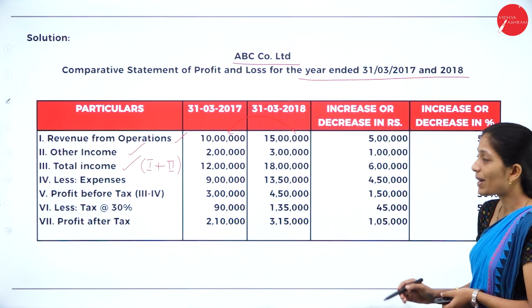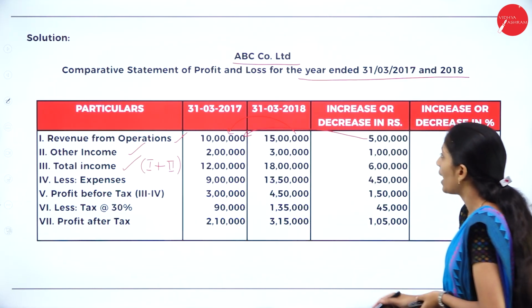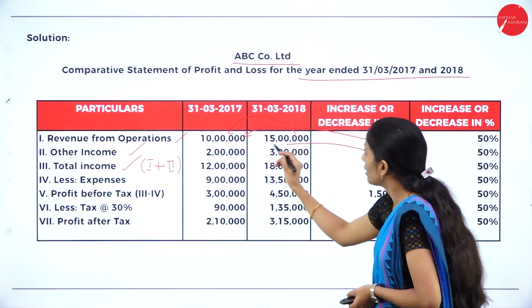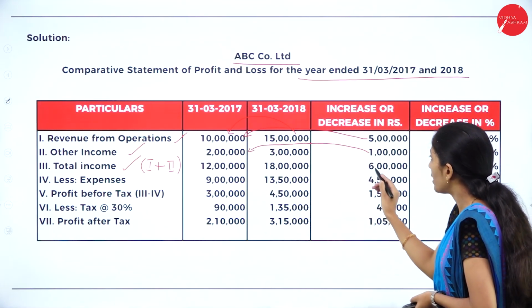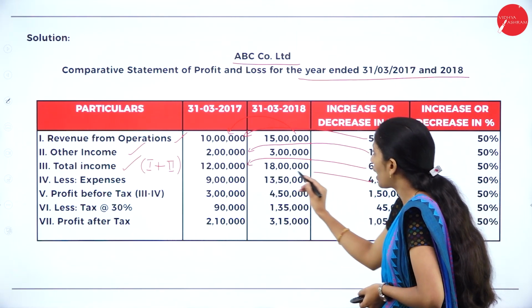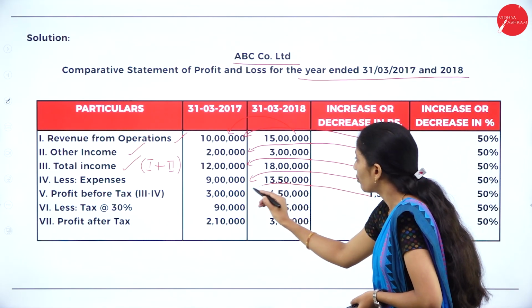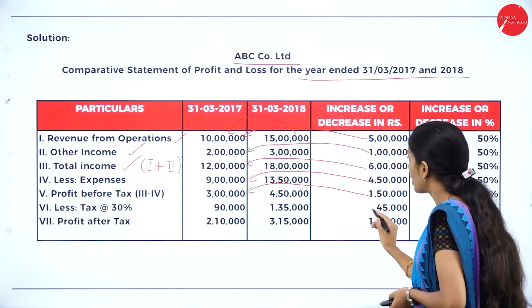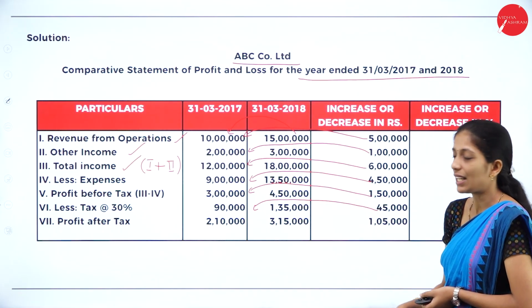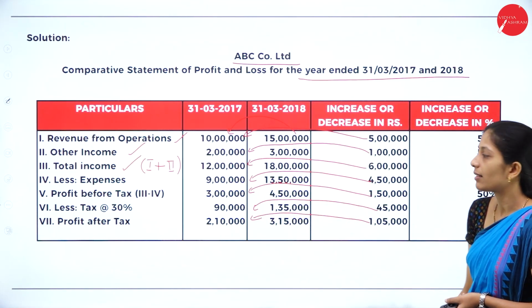How to calculate the percentage? 5 lakh divided by 10 lakh into 100. Again 1 lakh divided by 2 lakh into 100. 6 lakh divided by 12 lakh into 100. 4 lakh 50,000 divided by 9 lakh into 100. 1 lakh 50,000 divided by 3 lakh into 100. 45,000 divided by 90,000 into 100. 1 lakh 5,000 divided by 2 lakh 10,000 into 100.